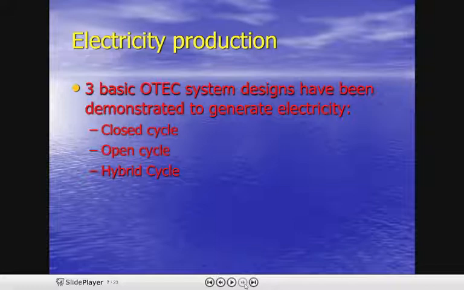Now, electricity production. Three basic OTEC systems have been demonstrated to generate electricity. So there are three types of ocean thermal energy conversion: one is the open cycle OTEC, next is the closed cycle OTEC, and then the hybrid cycle OTEC.